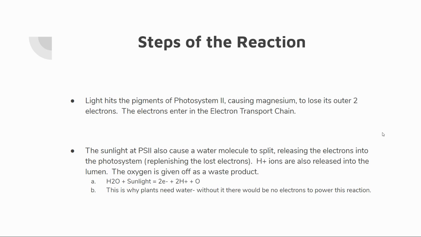So while water, yes, is needed, we need to understand what it is that water does for the process of photosynthesis. It replaces the electrons that are lost when magnesium is hit with sunlight. And it also creates a concentration gradient of H plus ions that gives the plants the ability to do work. Remember, we talked about concentration gradients creating the ability to do work. So keep that in mind as we move through this and we get to that H plus concentration in the lumen.